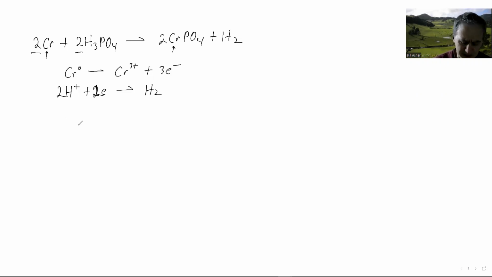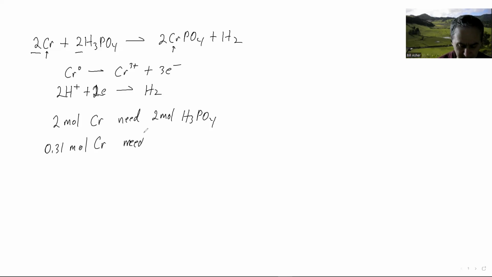So just thinking about it very simply, if I had 2 moles of chromium, I need 2 moles of H3PO4, phosphoric acid. Okay. If I have 0.31 moles of chromium to react all that, I need 0.31 moles of H3PO4, right?